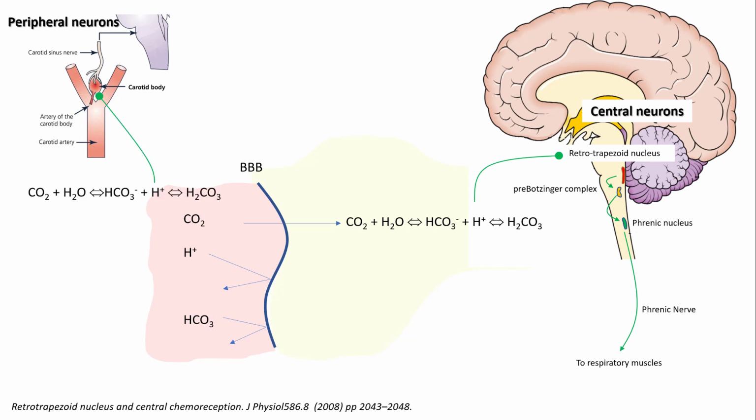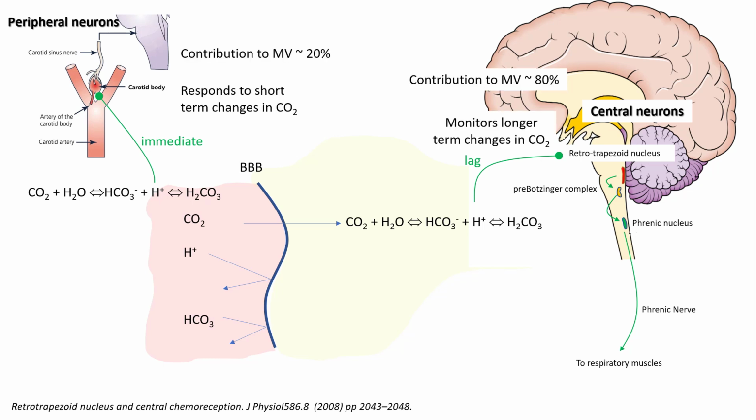Carbon dioxide in the blood also dissociates into bicarb and H+ ion, and this hydrogen ion is sensed by the peripheral neurons in the carotid body, which send stimulus to the central respiratory nuclei. So the carotid body senses more acute changes in carbon dioxide, while there is a slight lag in sensing carbon dioxide by the central chemoreceptors. So the contribution to minute ventilation is much lower by the peripheral neurons than the central neurons.